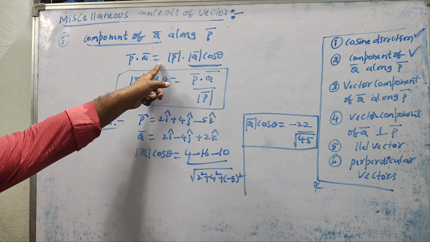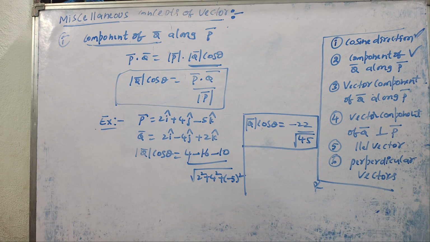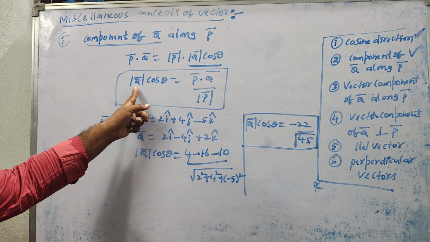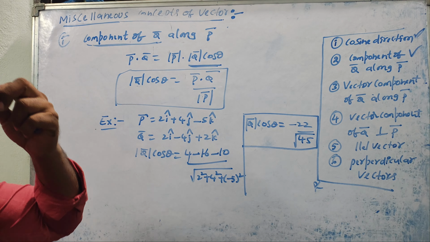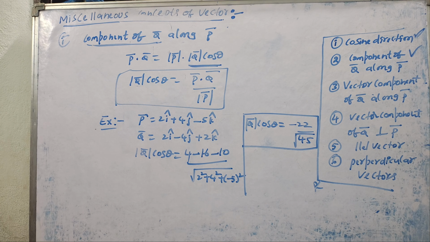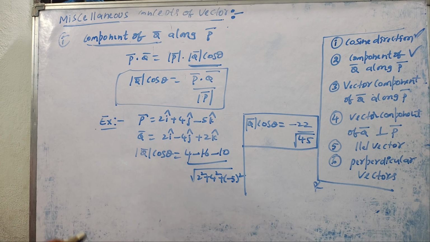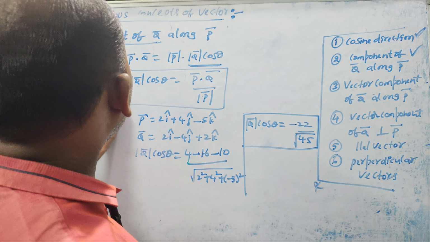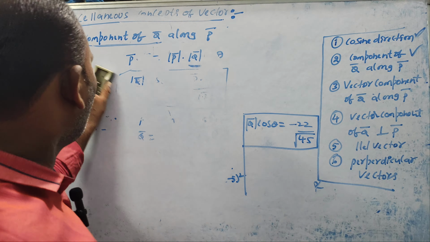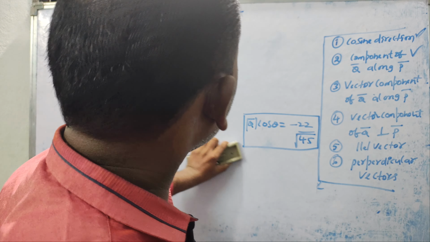P bar dot Q bar is equal to modulus of P bar times modulus of Q bar cos theta. So Q bar cos theta is equal to P bar dot Q bar by modulus of P bar. That's the way we have to find out the values. Now let's see the third model. The third model I have to demonstrate.